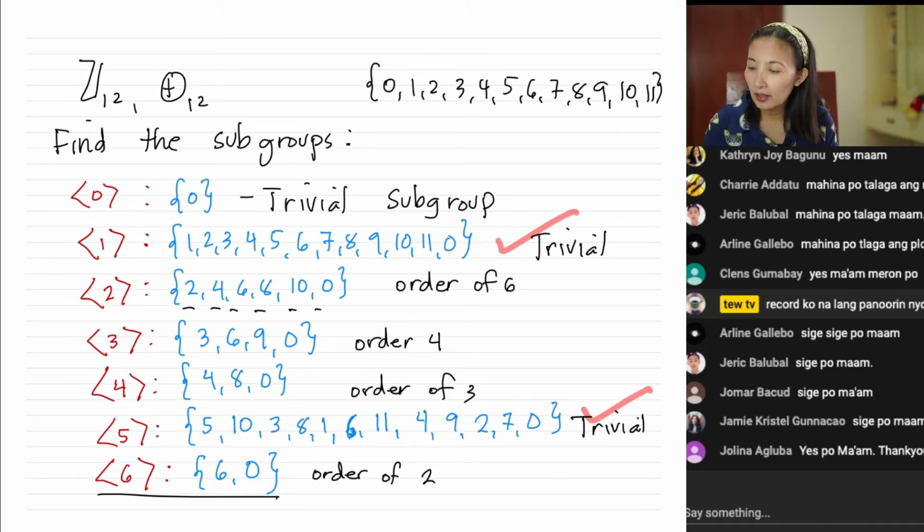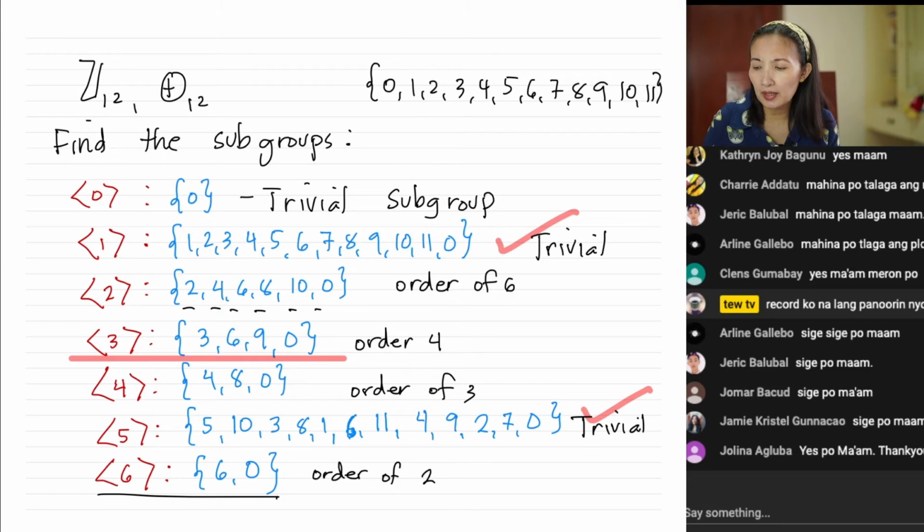Now let's try this. What about the group generated by 3? Okay. Is it really a subgroup? Now let's check on the properties. 6 plus 9, let's first check on closure. 6 plus 9 modulo 12 is 3. There it is. What about 3 plus 9? 3 plus 9 modulo 12 is 0. Okay? How about 9 plus 9? 9 plus 9 modulo 12 is 6.